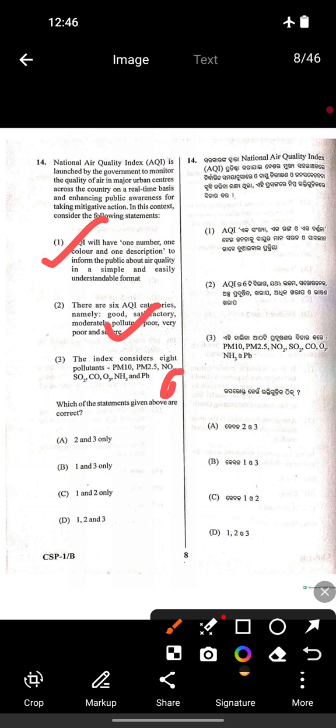The 6 pollutants are your PM10, right here. PM2.5 is also right. Nitrogen oxide, this is also right. Sulfur dioxide, right. Carbon monoxide is right. Ozone O3, right. NH3 and Pb are not included in the air quality index. So option 3 is wrong here. Option 1 and 2 are correct. Option C is the right answer here.